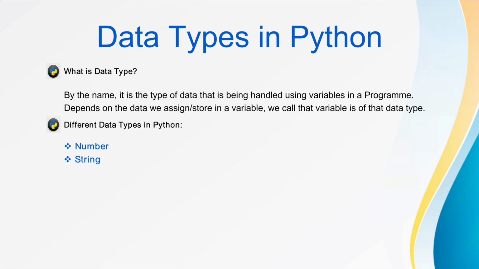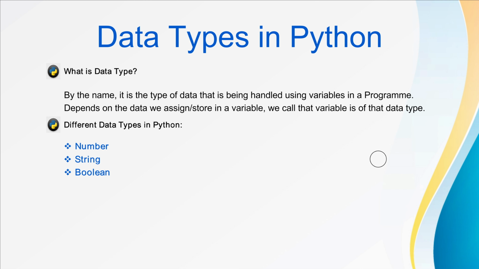We call a variable of string data type when it is stored with a sequence of alphanumerical or special characters that you assign to a variable within double or single quotes. The other data type is Boolean. If we assign a Boolean value such as true or false to a variable, we call that particular variable a Boolean type variable. Here, true or false are reserved words in Python.